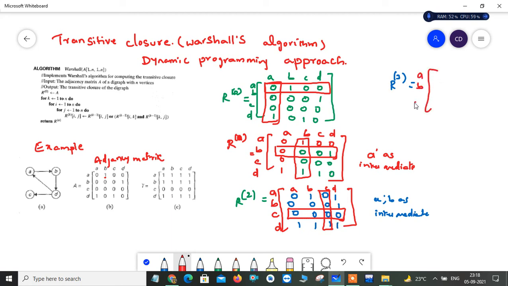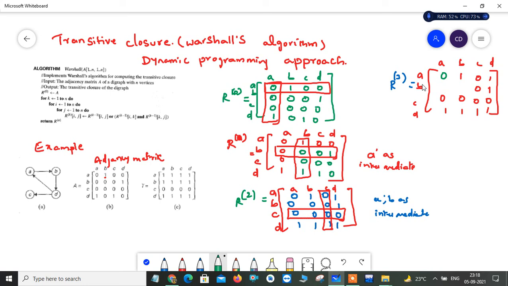So now A, B, C, D, A, B, C, D. Here I can keep my column and row as common. I'll take all the values which are ones, as usual, so 1, 1, 1. Now you have to find the remaining things, like from A to A. Can I reach from A to A with ABC as an intermediate? No, so simply it is 0 only.